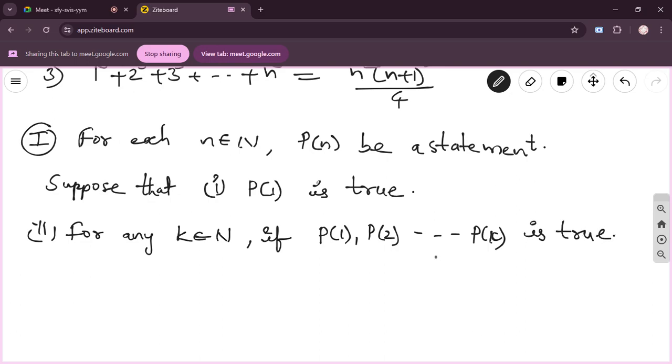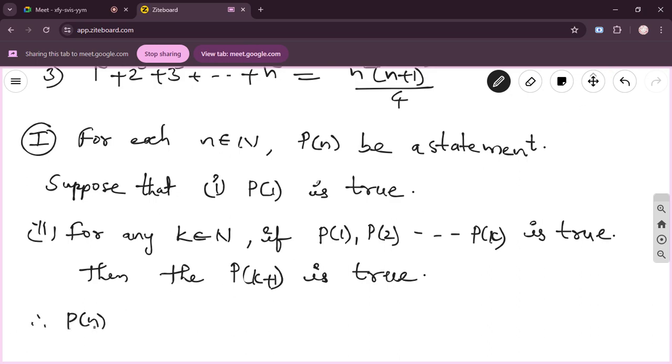Then we can prove that the statement is true for k plus 1 terms. That is, P of k plus 1 is also true. The statement is true for k plus 1 terms. Then, by satisfying these two conditions, the given statement is true for n terms. That is, P of n is true for all small n belongs to capital N. This is the procedure for finding whether the given statement is true for n terms.